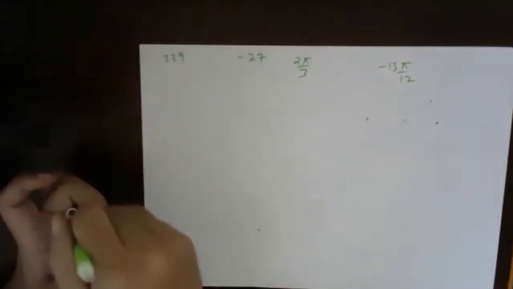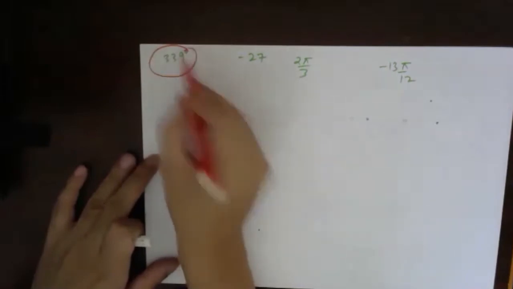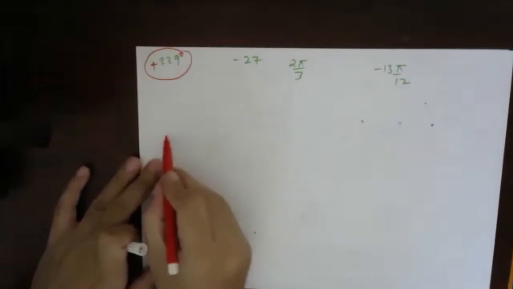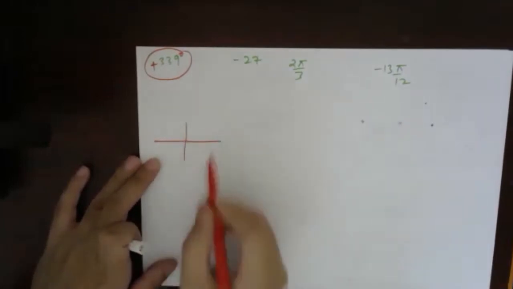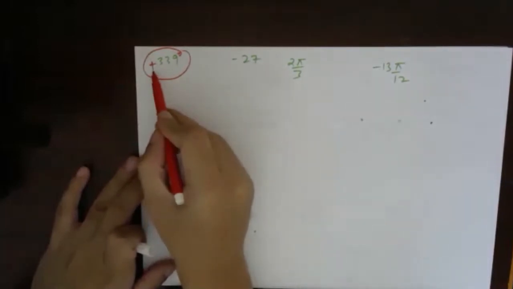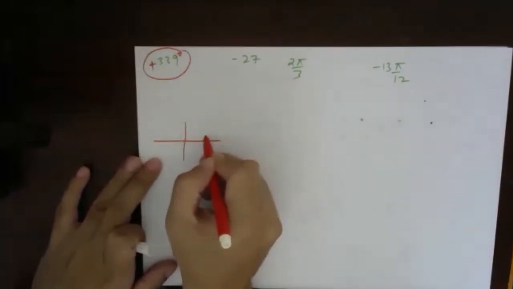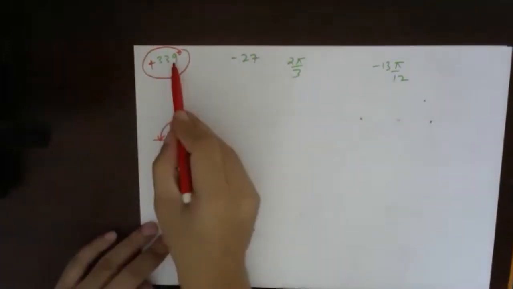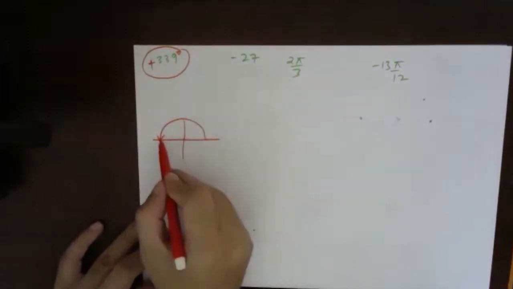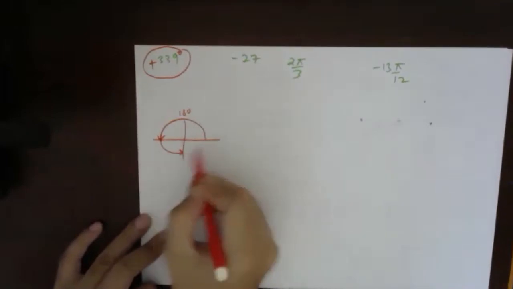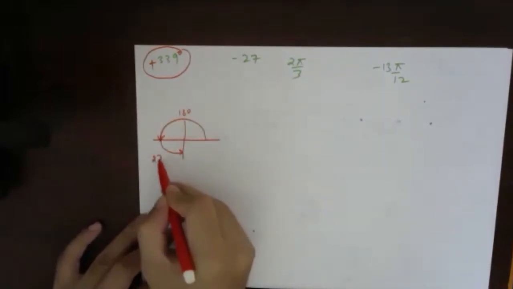Fine. So first, let's see what is happening with 339 degrees. 339 degrees has a positive sign in front of it. If I make the x and y axis, this means you are moving in the anti-clockwise direction, in this direction, right? Till here how much have I moved? 180. From here till here, I have moved 270.